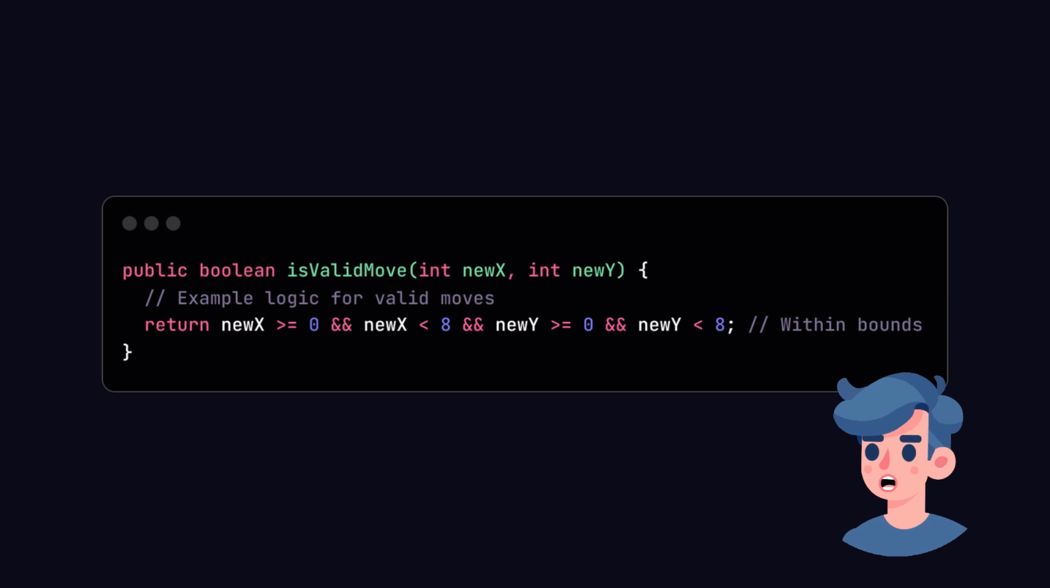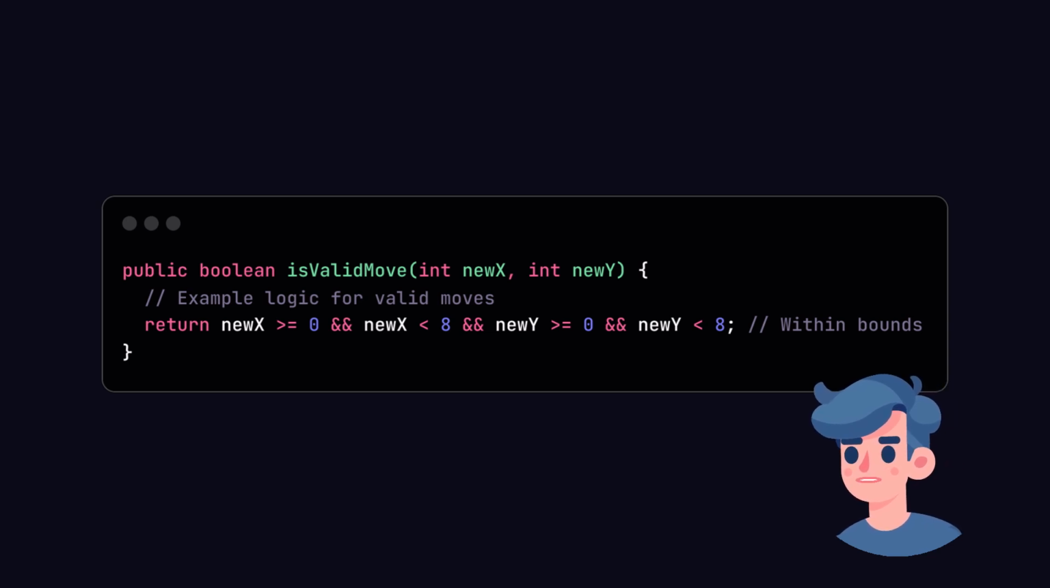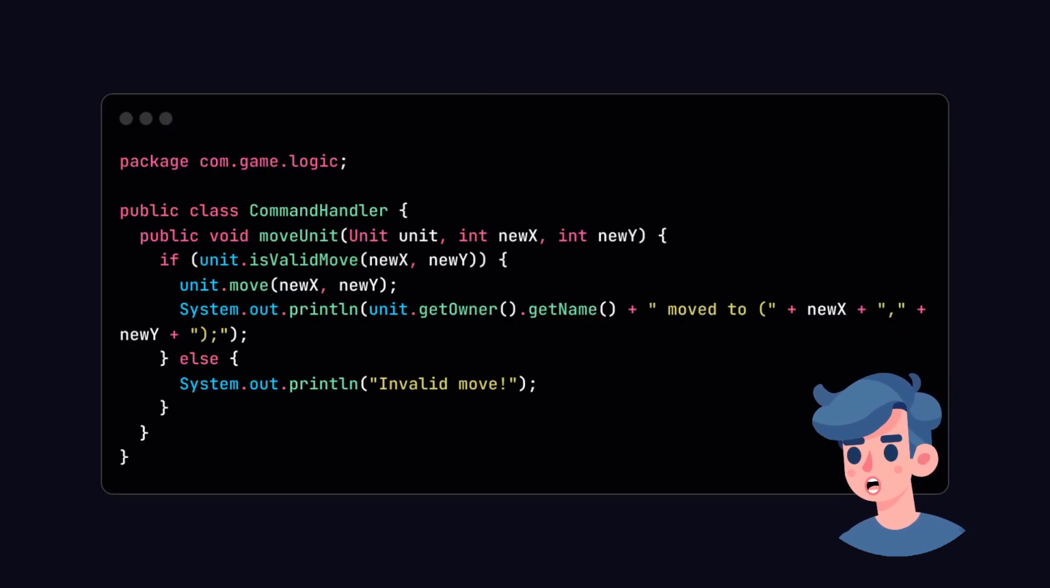Now let's create the action handling. We'd like players to be able to select a unit and move it on their turn. We can add a method in the Unit class to check if the move is valid. Next, let's implement a command handler that would process player commands, like moving units on the board. We would map commands to actions.